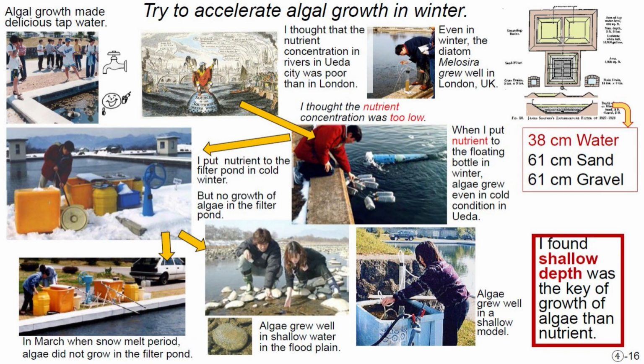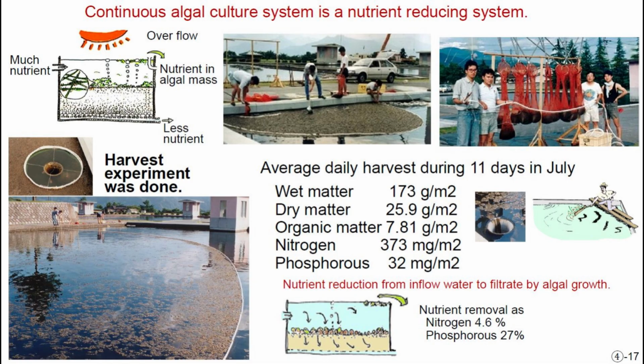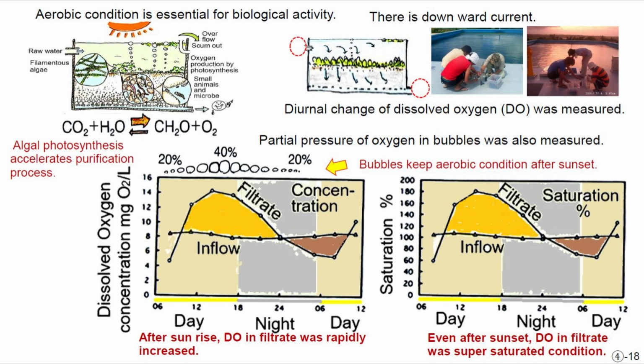In case of the Thames filter, even in winter, filamentous diatom grow well. I supposed algae grew well in nutrient-rich water in London. We tried to put nutrient in our field in Japan. Algae did not grow well. I found shallow depth was the key to growth of algae rather than nutrient. We checked the real growth of algae in the filter pond. When the filter is a continuous culture system of algae, this filter becomes a nutrient reduction system from inflow water to filtrate by algal growth. Aerobic condition is essential for the ecological purification system.